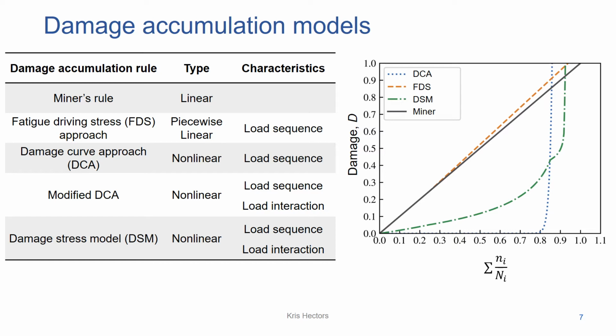The fatigue driving stress model, shown in orange, cannot be considered as a nonlinear damage model, but rather a piecewise linear damage model. The damage stress model and the damage curve approach clearly show how the damage evolves nonlinearly, being slow to initiate but increasing more rapidly as the damage increases. The modified damage curve approach is not shown on this figure, as it's strictly speaking not a damage model but a lifetime estimation model.